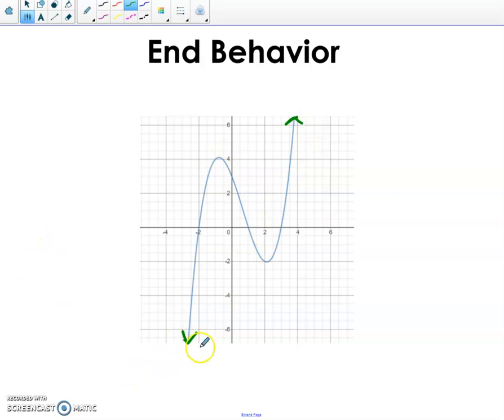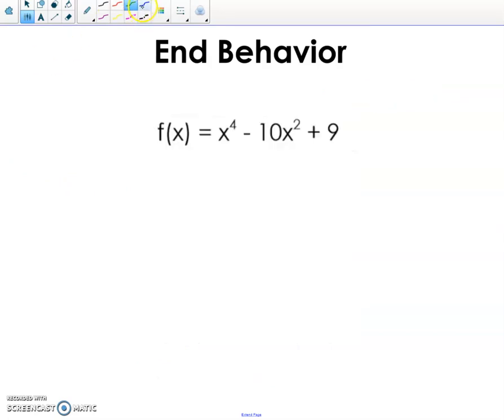On the left end, we can see that this is in the third quadrant. So that means as x approaches -infinity, y approaches -infinity. In the right end, we are in the first quadrant, and as x approaches +infinity, y approaches +infinity. Now we have just a function instead of a graph. Looking at the graph, it's pretty easy to tell which ends are in which quadrant, and then we use that coordinate plane to help us figure out the signs.